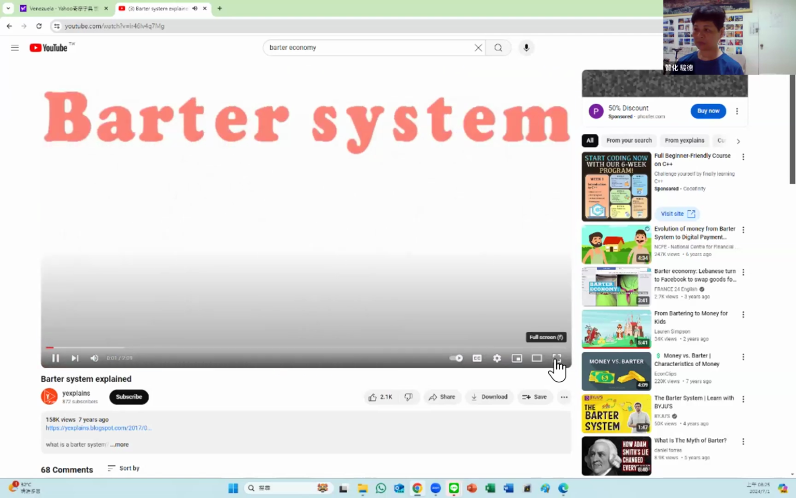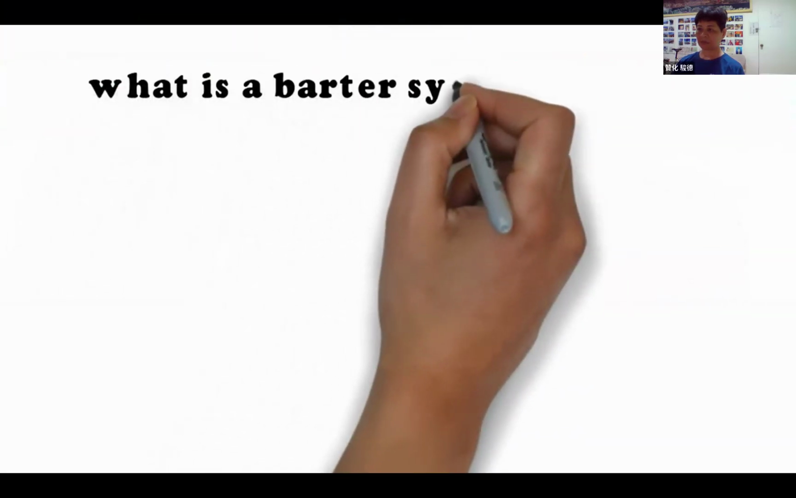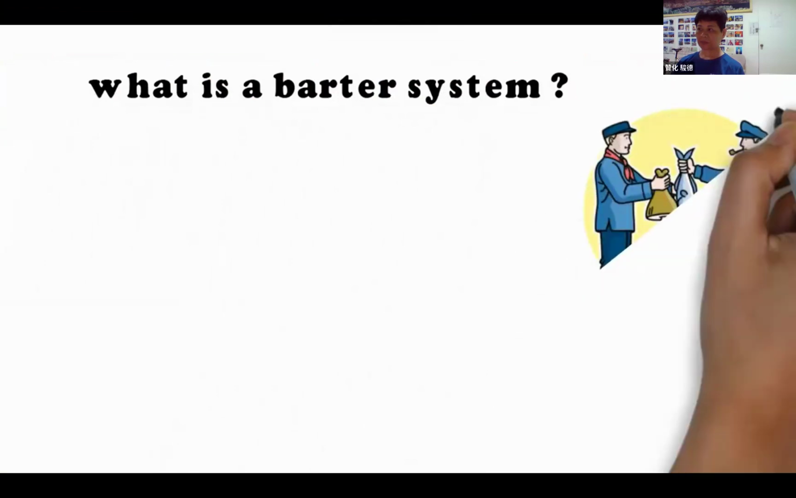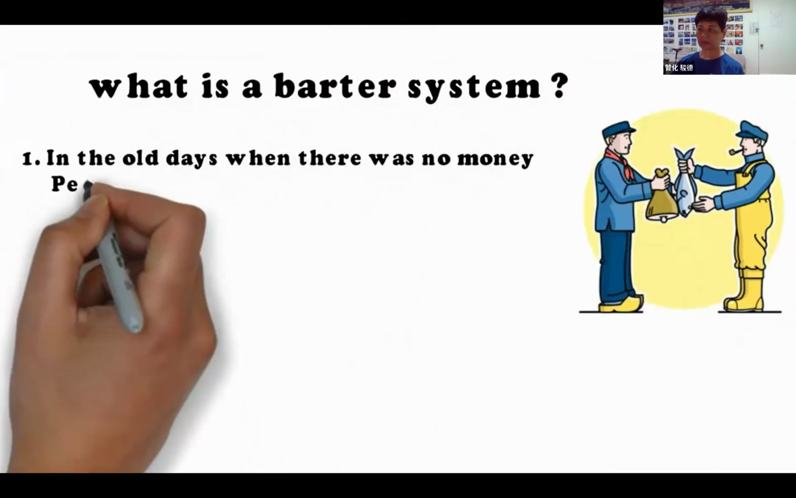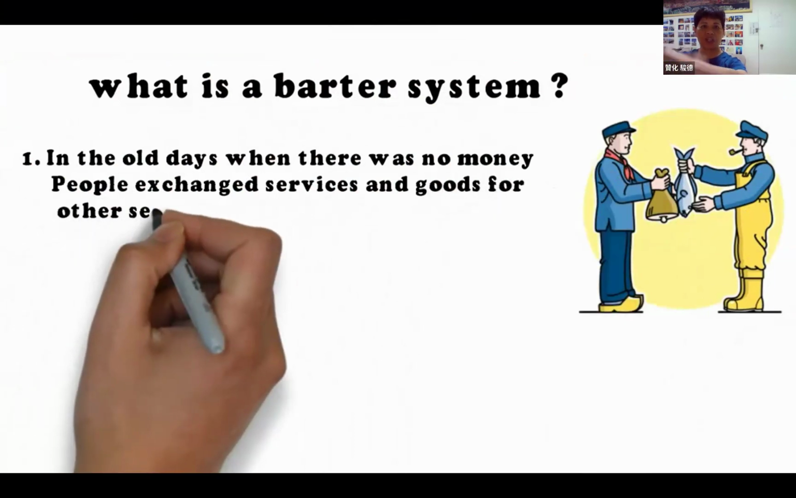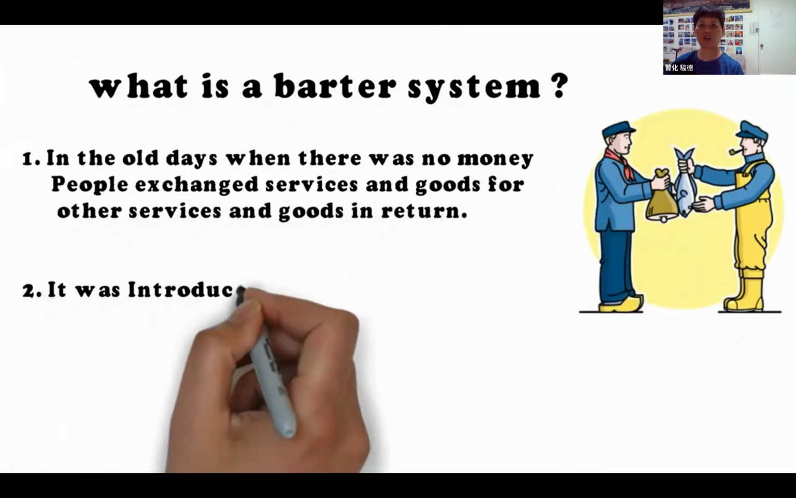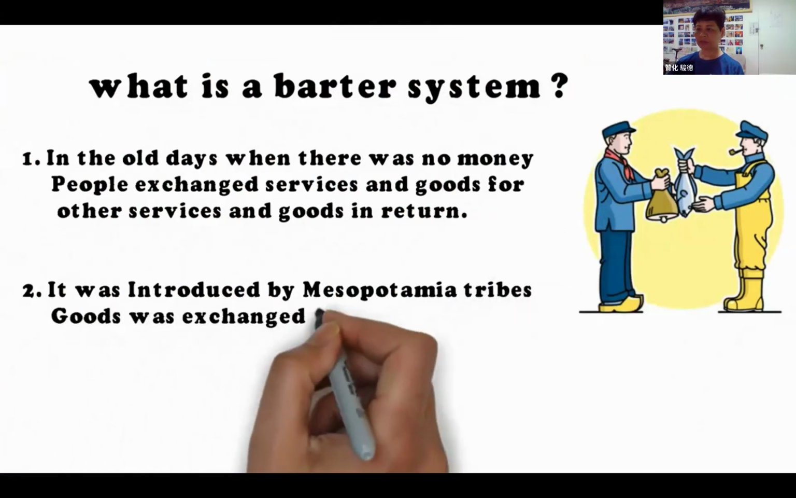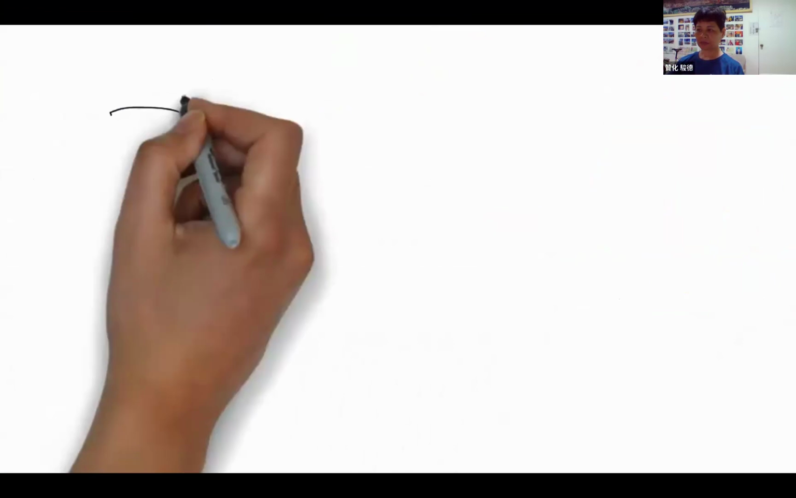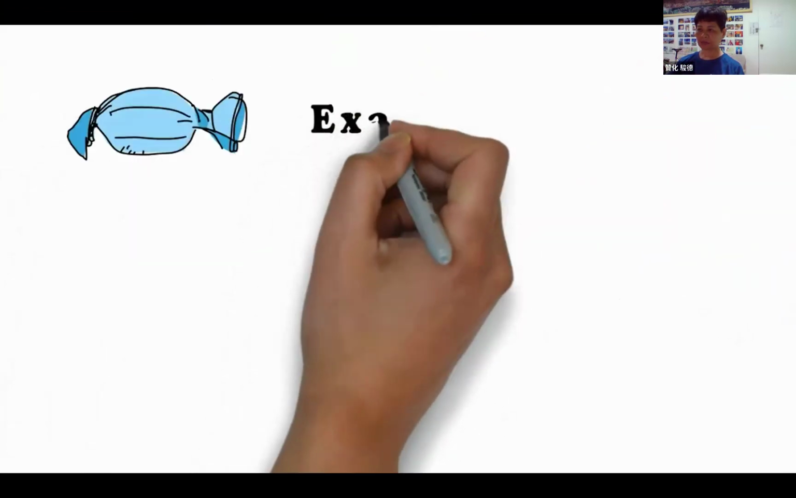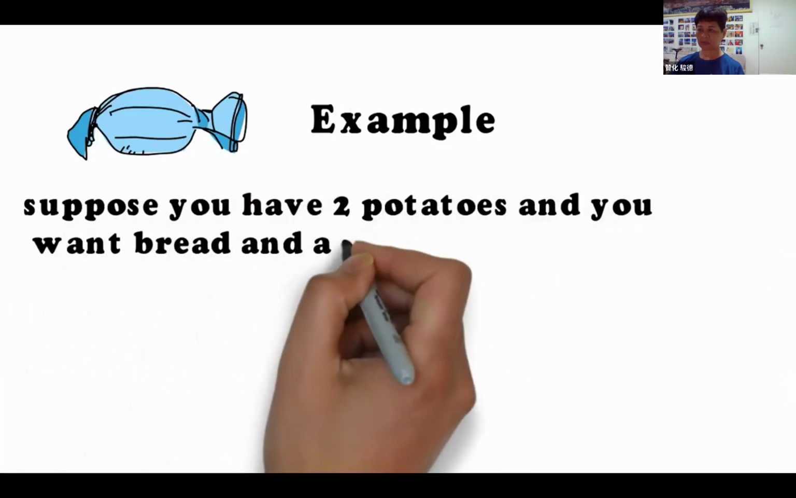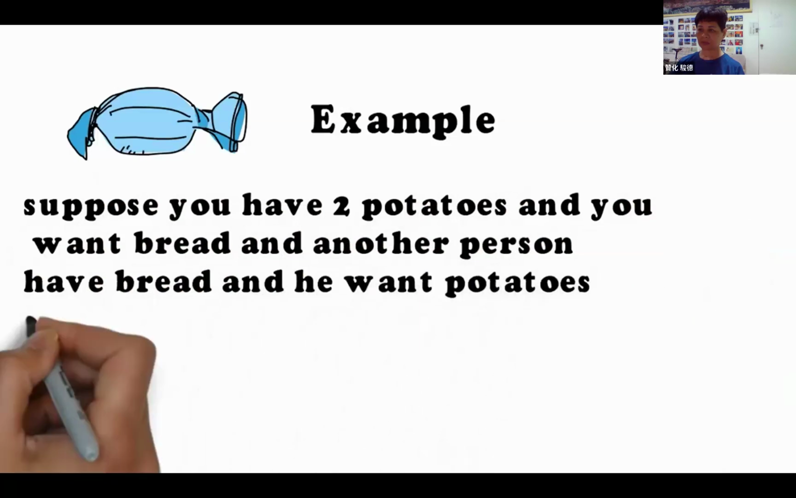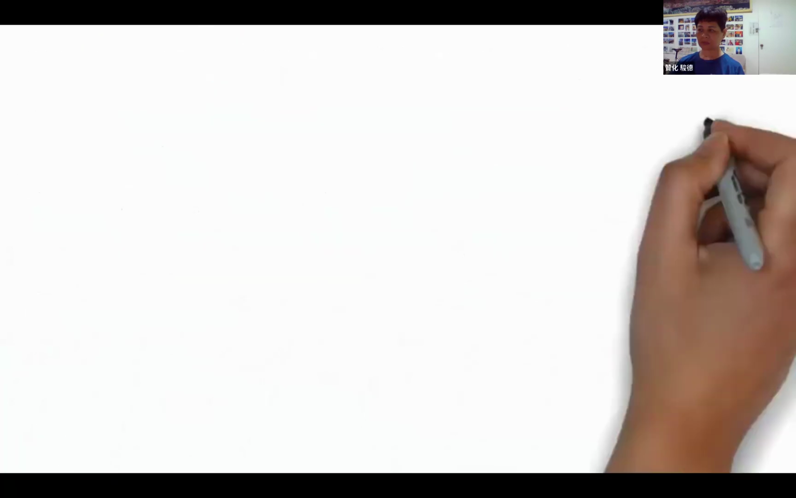Today we are going to learn about the barter system. What is a barter system? In the old days when there was no money, people exchanged services and goods for other services and goods in return. It was introduced by Mesopotamia tribes. Goods were exchanged for food, tea, weapons. For example, suppose you have two potatoes and you want bread, and another person has bread and wants potatoes, so you both can exchange your commodities. This is called barter.